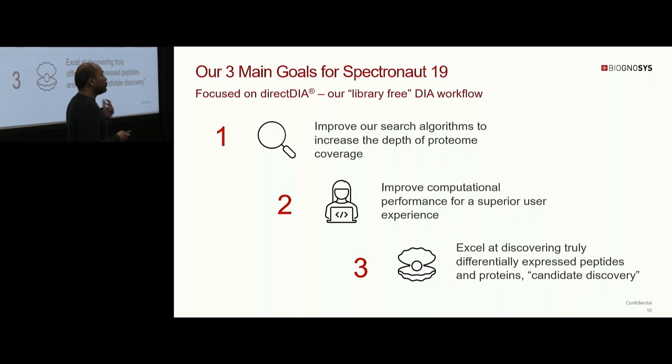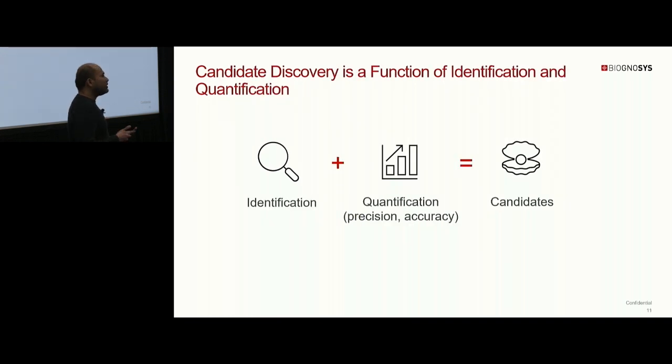So while the first 2 goals are relatively easy to measure and explain, I would like to say a bit more about candidate discovery. Identifying differentially expressed peptides and proteins, well, you need 2 things. First, you need to identify them, and second, you need to quantify them well. So it's not really about identification versus quantification, it's more about identification plus quantification.